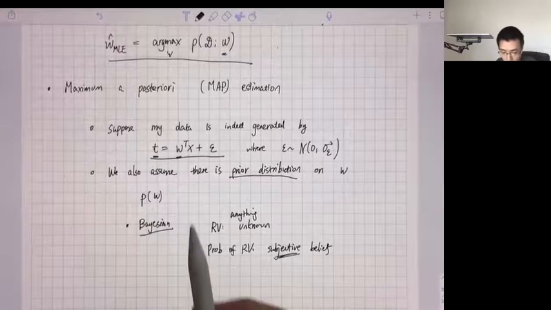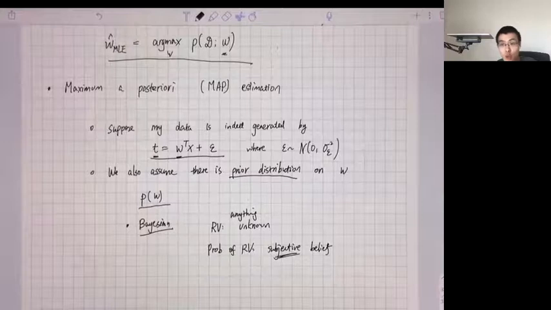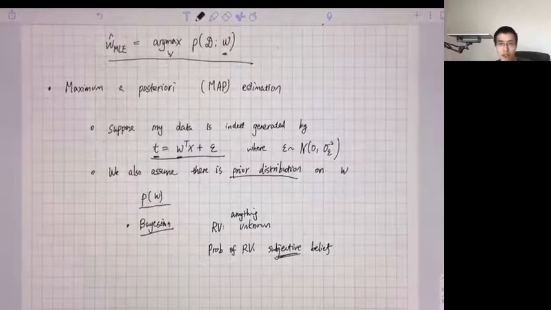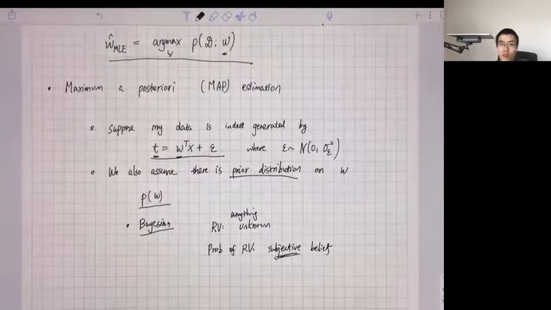In this way, I can reasonably interpret what it means by P of W. It just says, I don't know W, so I have a distribution over W. Then the question is, how can I determine P of W? Is it going to be a Gaussian, or is it going to be some other distribution like uniform over a range or whatever? The way of determining the prior distribution is a little bit tricky.